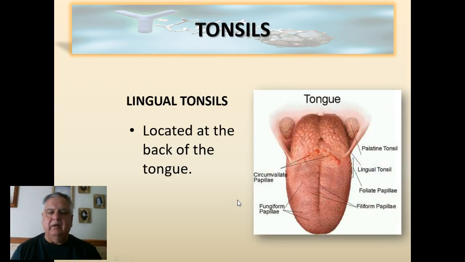And then finally, we have the lingual tonsils. The lingual tonsils are located at the back of the tongue. Here in the artist's conception, we can see the lingual tonsils back here. But don't go to a mirror and try to stick out your tongue and see your lingual tonsils. They're back there almost where the tongue is attached. The root of the tongue is attached to the hyoid bone. So in most cases, you can't stick your tongue out far enough to be able to see the lingual tonsils.